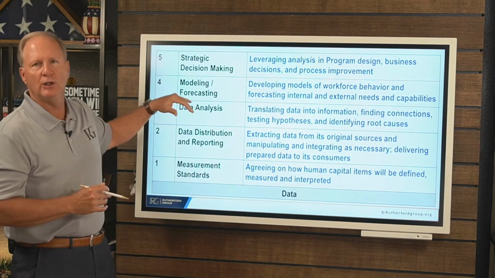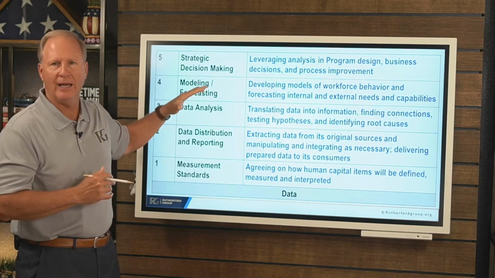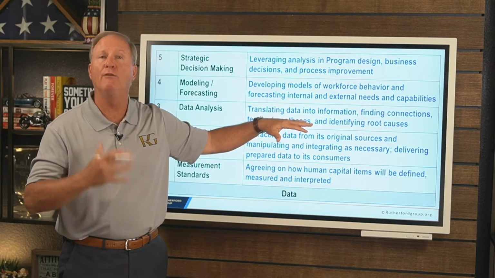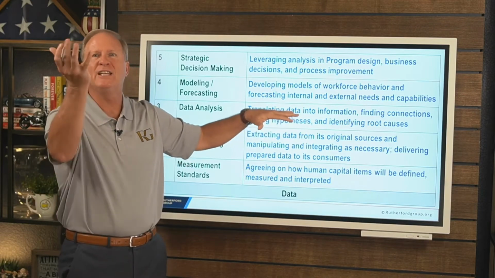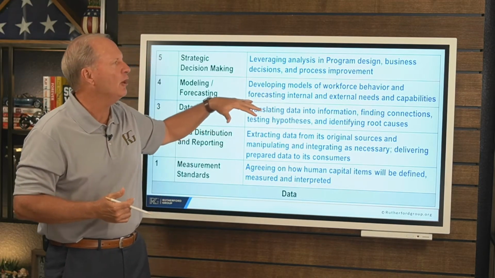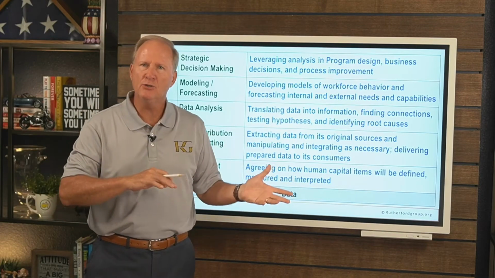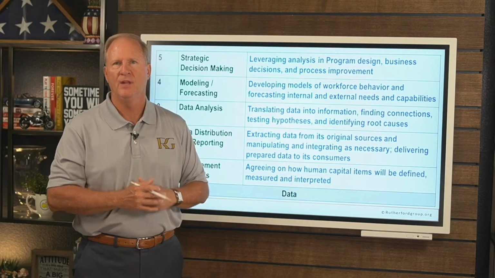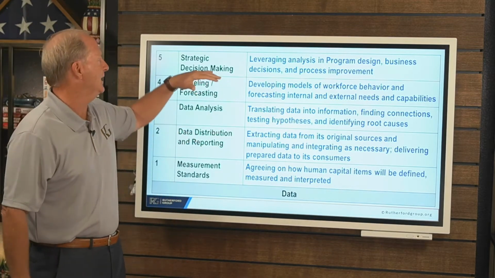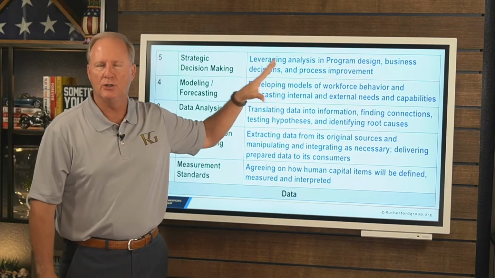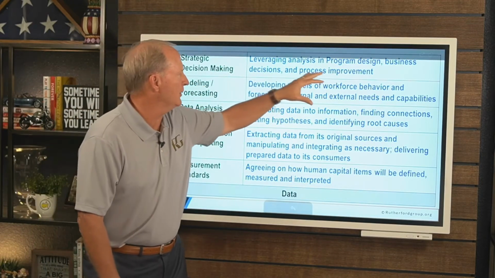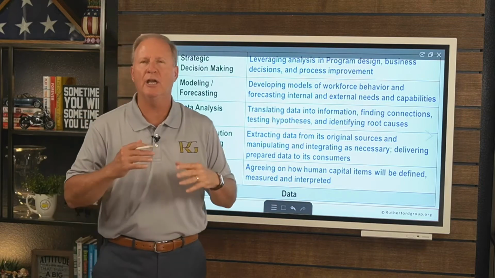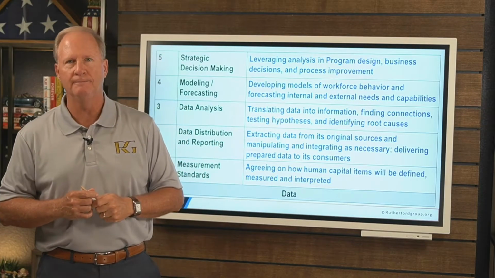The fourth step we want to look at is what we call modeling and forecasting. And modeling and forecasting is really developing models of workforce behavior. What are the things that people are doing differently? And then also forecasting internal and external needs around capabilities. Lastly, the pinnacle of this then is to really use it for strategic decision making, leveraging analysis in both business design and business decisions, and also in process improvement.